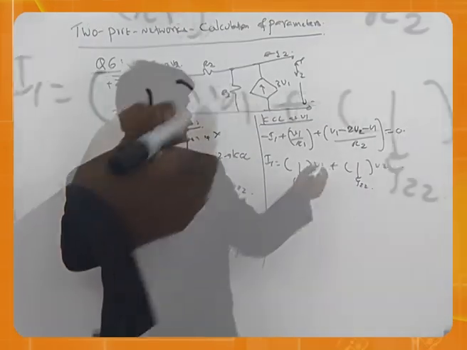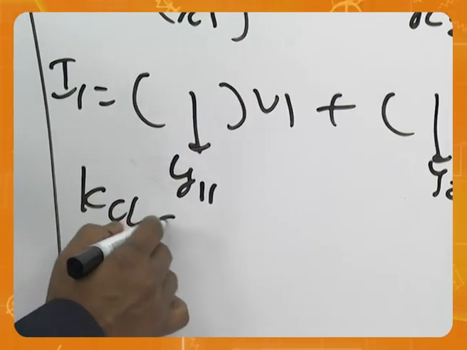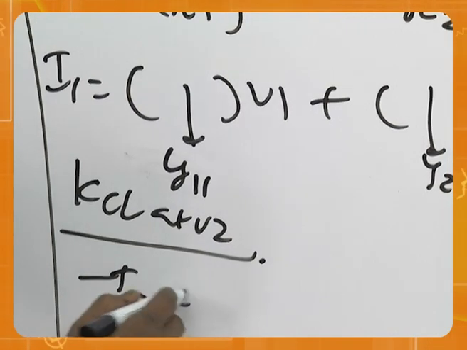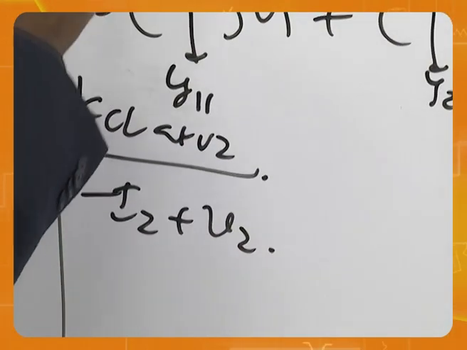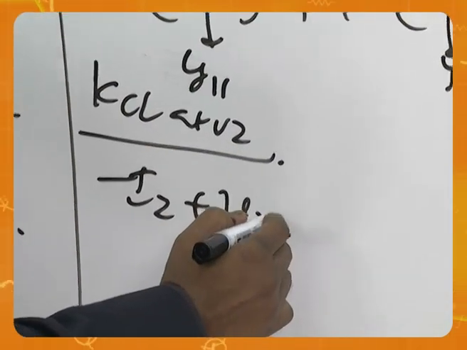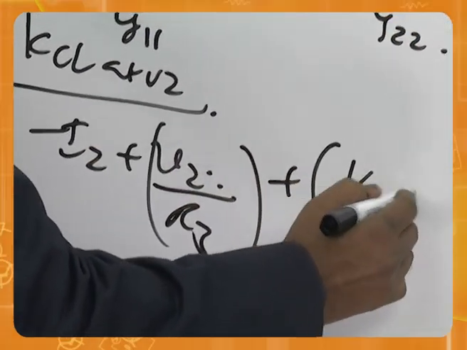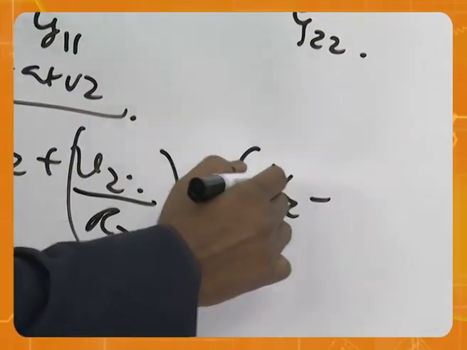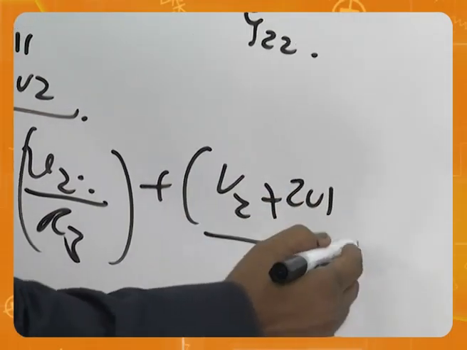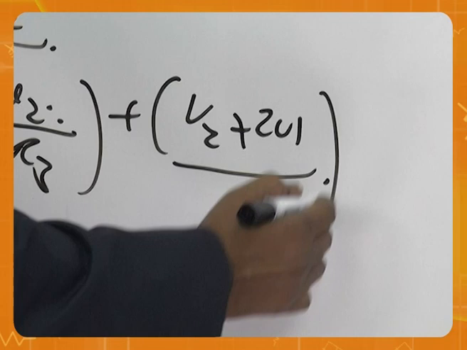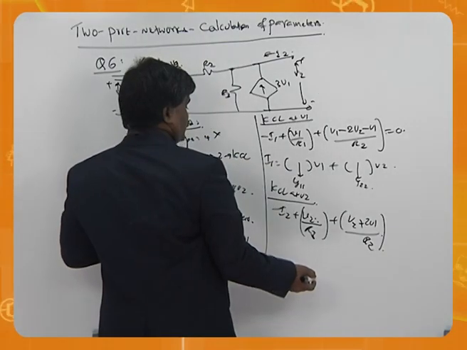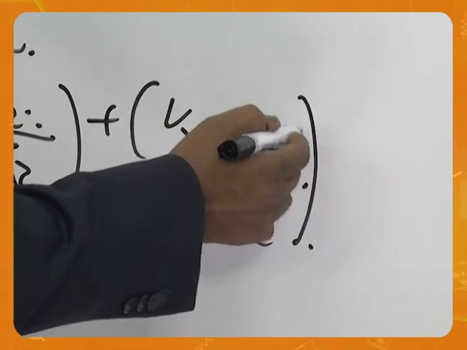Similarly, if you go to KCL at V2, minus I2 plus V2 by R3, V2 minus of minus 2V1 by R2, minus V1.